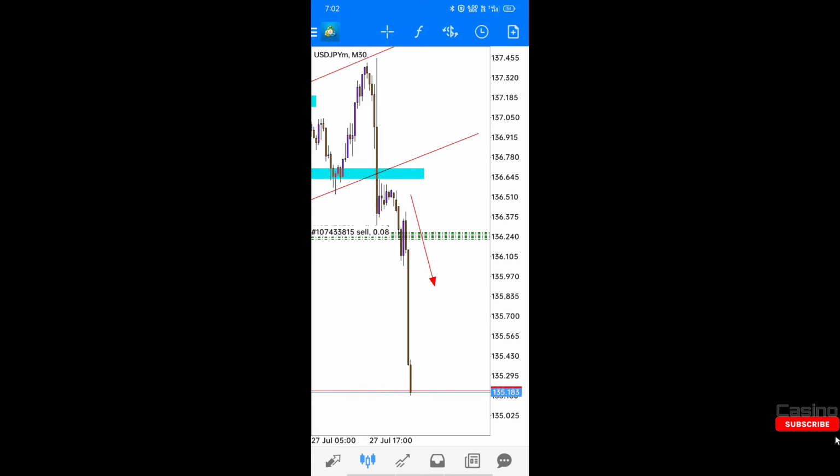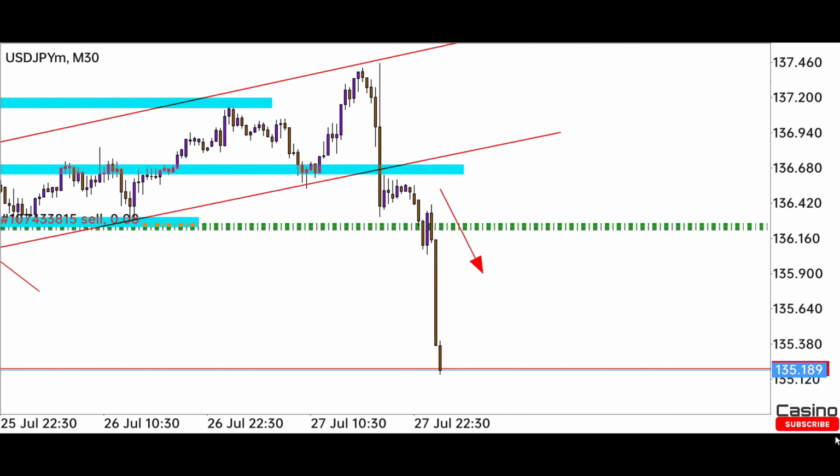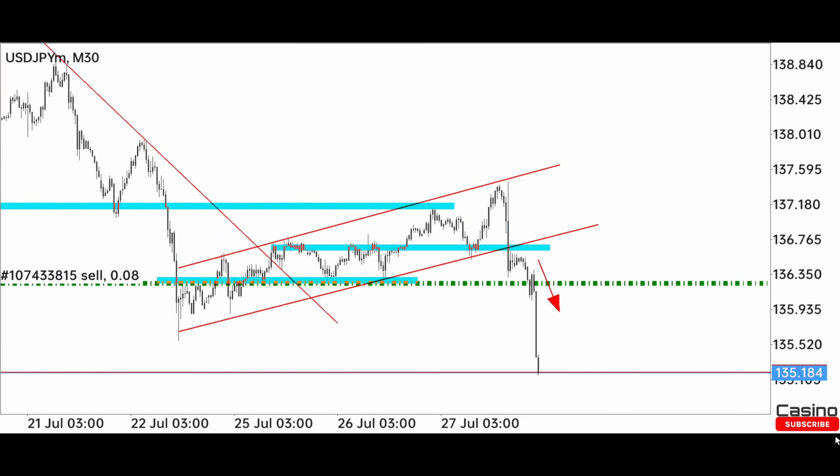This is a big achievement for us. Target achieved after just 32 minutes, compared to the previous trade, which took 32 hours. This is what happens in trading. Sometimes you will get 10 losses continuously. Sometimes you will get 10 profitable trades continuously. Let's close all trades. Our target has been achieved.